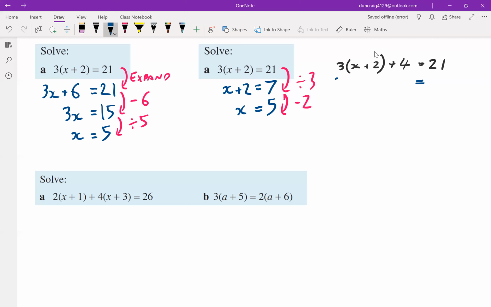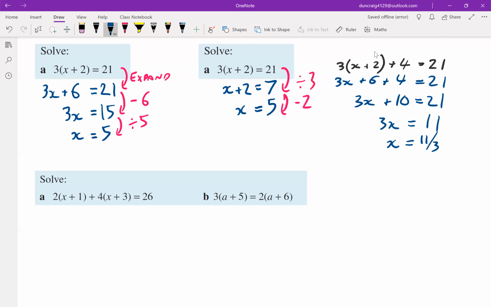So in this case, I would get 3x plus 6 plus 4 is equal to 21. I expand first, then collect like terms: 3x plus 10 is equal to 21. Take 10 from both sides: 3x is equal to 11. Then x is equal to 11 over 3 as a solution. I get a fractional answer, and I'll just leave it like that. So if you've just got the brackets by themselves, you can divide, but if you've got other loose terms, I wouldn't do it.